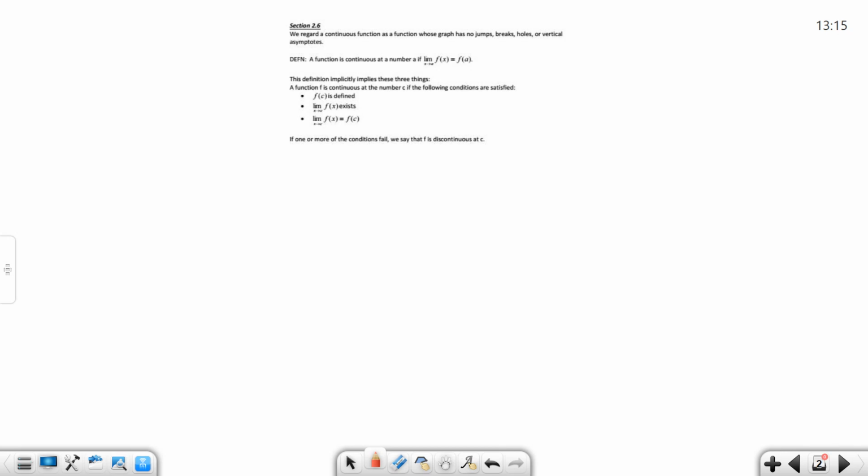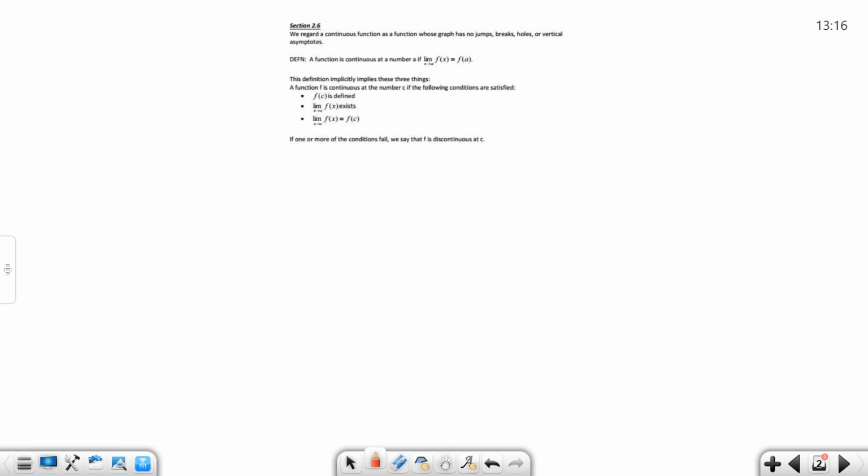In this section, we're talking about continuity. A continuous function has no holes, breaks, or jumps. That means it's continuous. It's a smooth curve. But if we do have a hole, a break, a jump, an asymptote, that means that we're discontinuous at that point. And there's three conditions that talk about continuity.